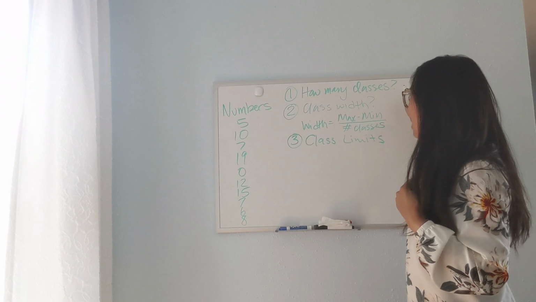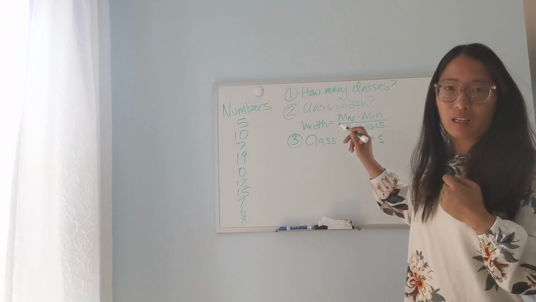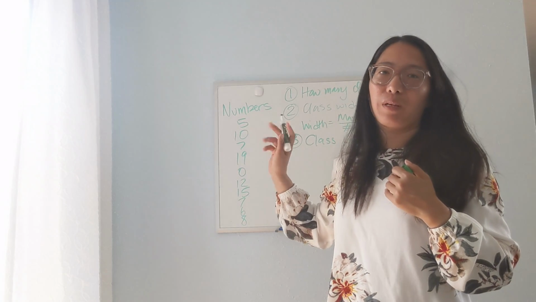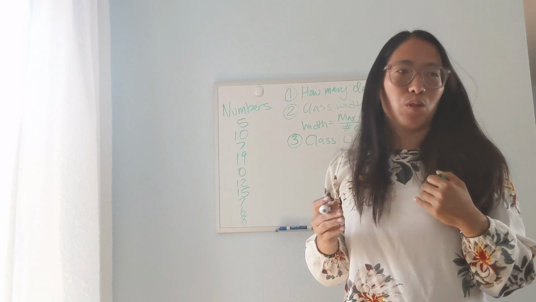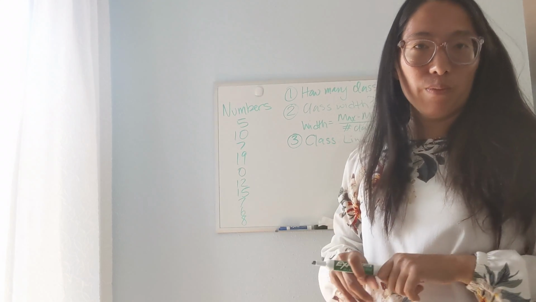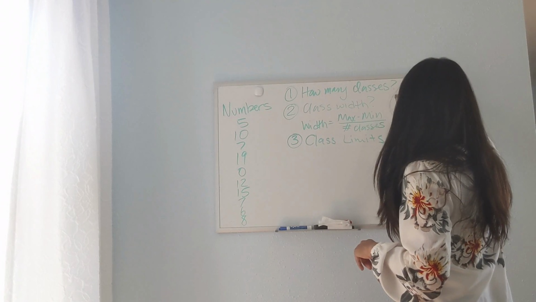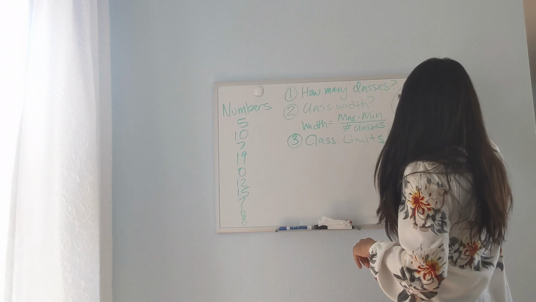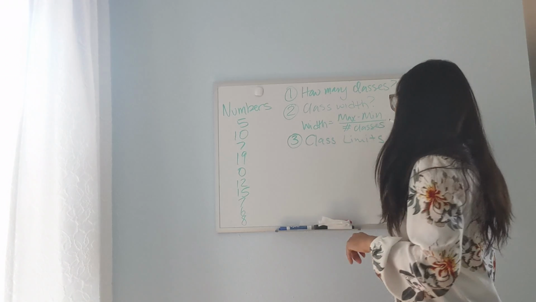The first step is to figure out how many classes you need for the frequency table. I will always provide that on the exam. So for this problem, I will say I want to do 4 classes. I give this number to you, right?